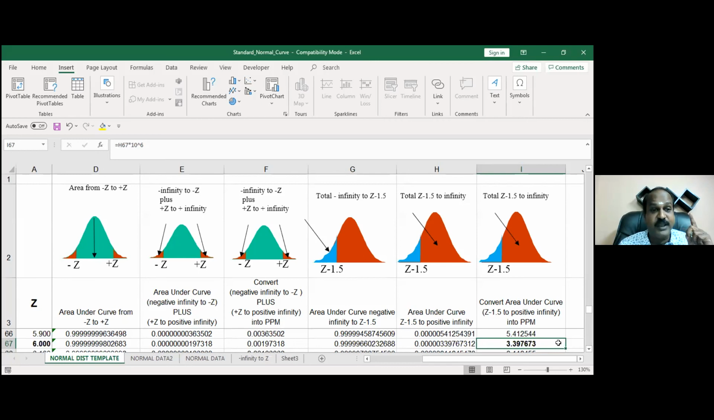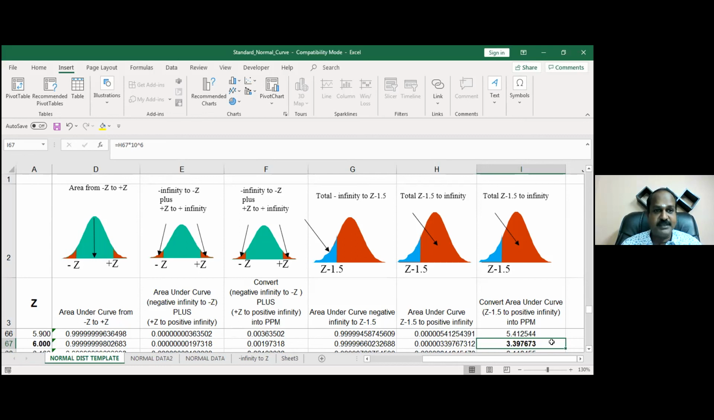It is the long-term failure. If you produce 1 million parts, how many parts will your customer reject? 3.4. Only 3.4 parts your customer has a chance to reject. You produced 1 million parts, only 3.4 parts are getting rejected. And what kind of test are you doing? One-tail test or two-tail test? One tail test. So the 3.4 is a number applicable for a one-tail test. 3.4 is a number which is applicable only for the long term. Clear?